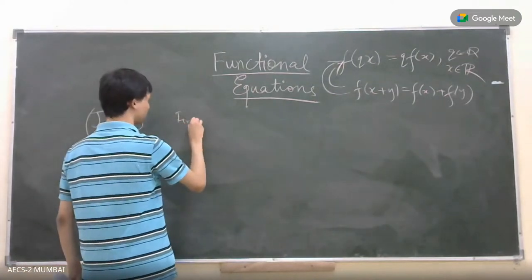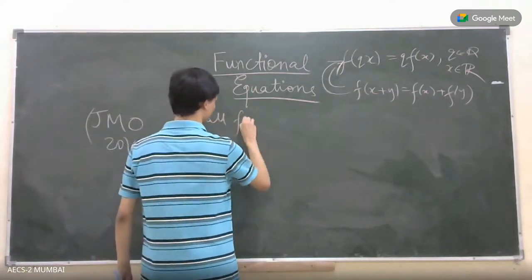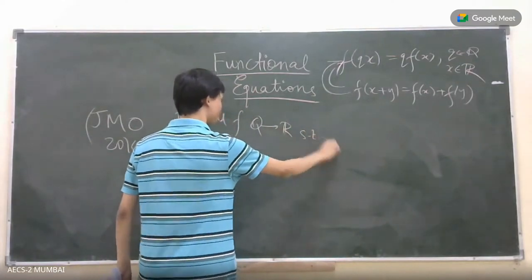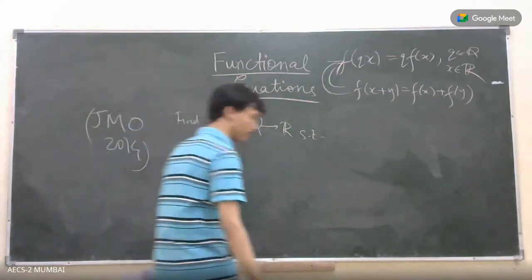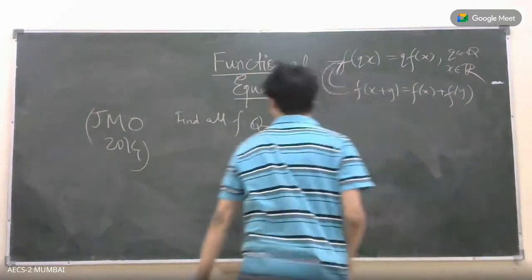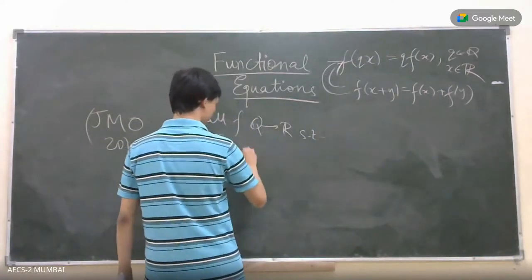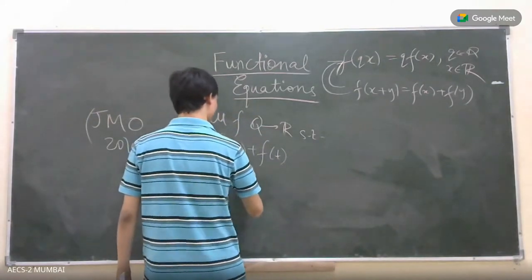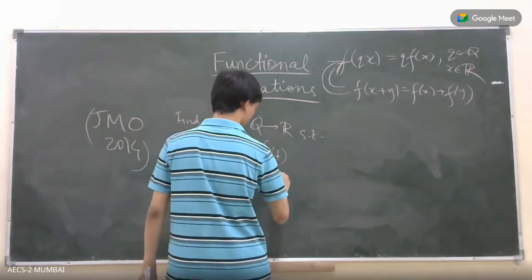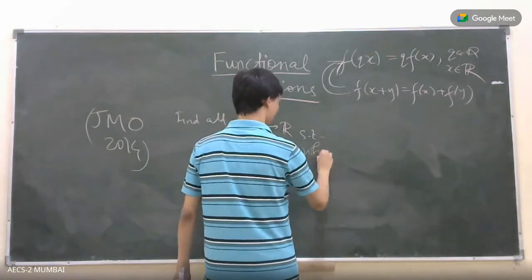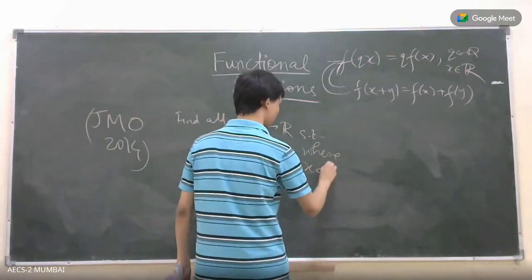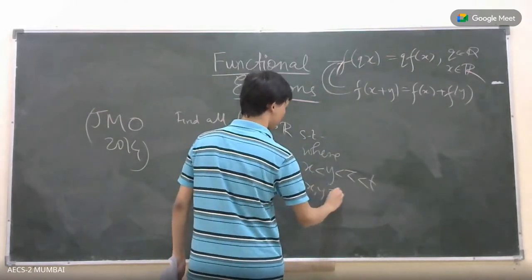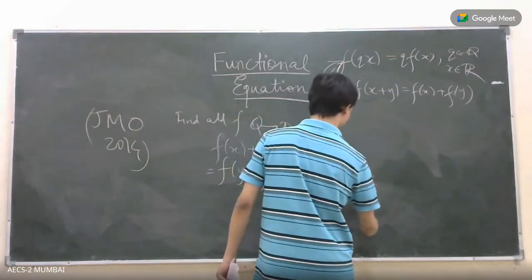Find all functions such that f of x plus f of t equals f of y plus f of z, where x, y, z, t are in an AP.